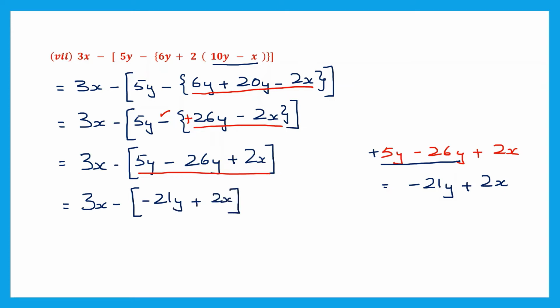So now I have to open the square bracket. So I will have 3x. Now look at the sign before it, it's minus. So the sign of everything inside will change. Minus 21y will now become plus 21y, plus 2x will become minus 2x. So here we have like terms. We have 3x minus 2x. So what does that become? 3 minus 2 is 1. 1x plus 21y.